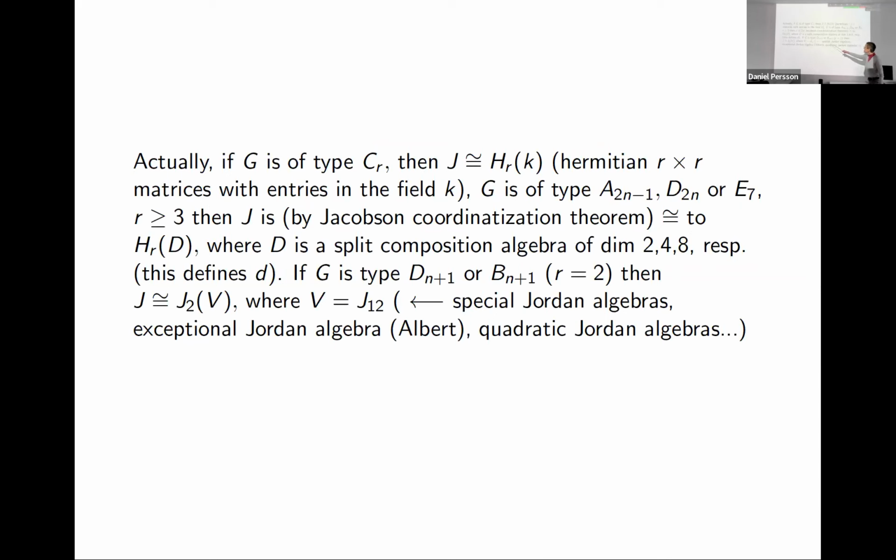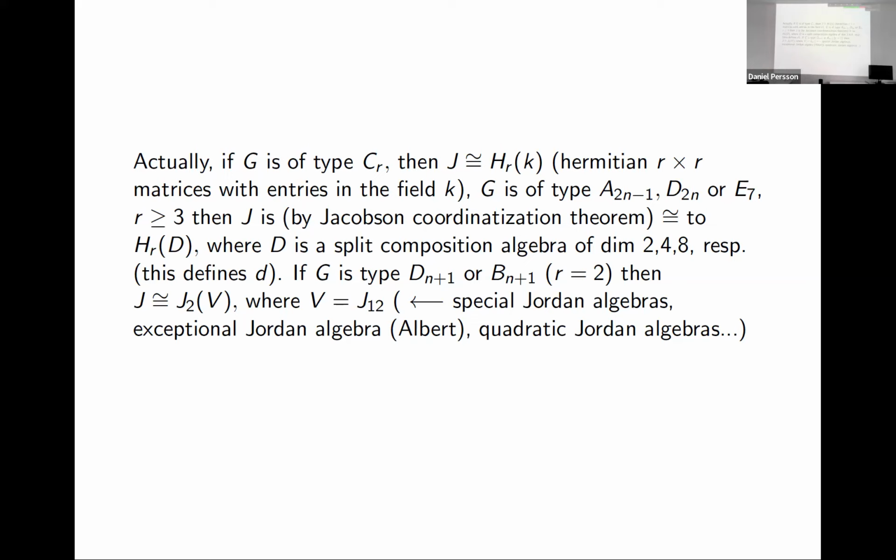For D_{n+2} and B_{n+1}, R is 2. And these are quadratic Jordan algebras, but not special Jordan algebras, which somehow look like this. This is a little bit different case. But another way we can interpret R is as follows.